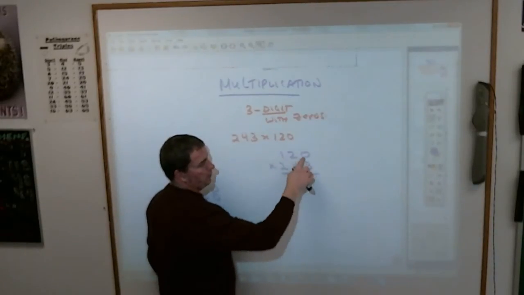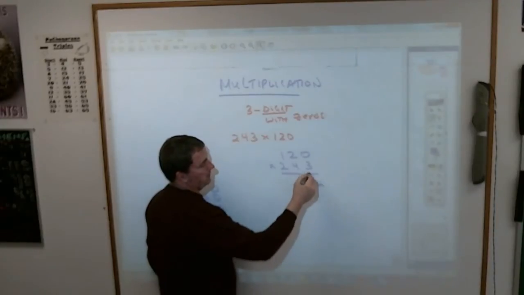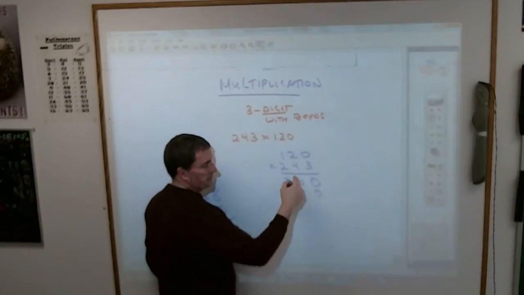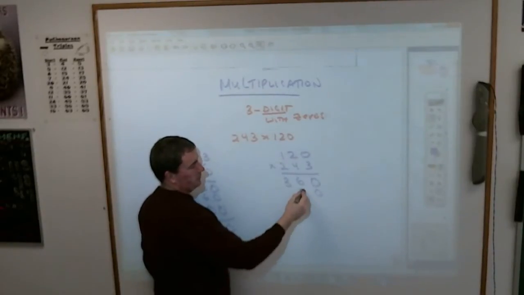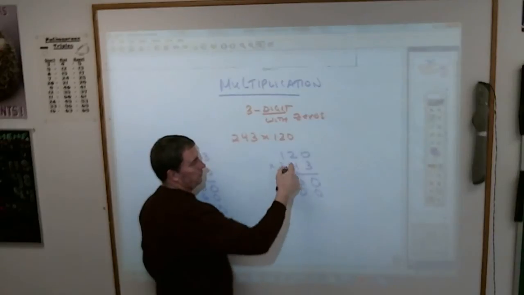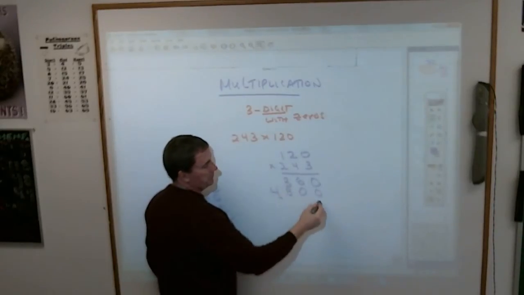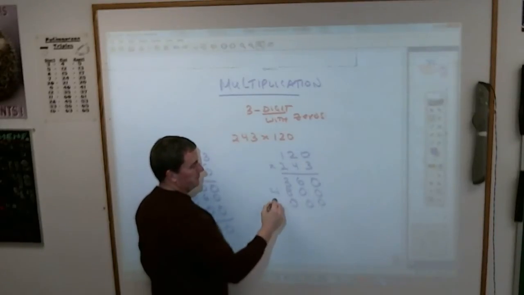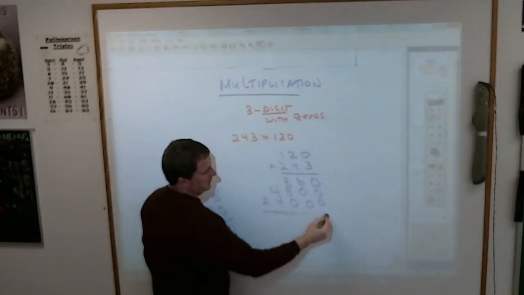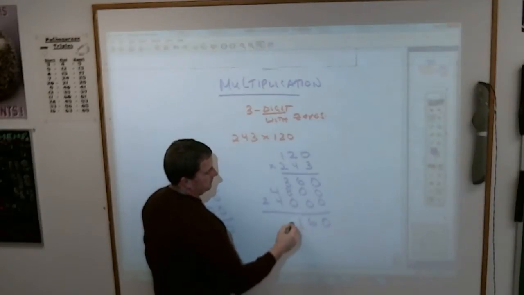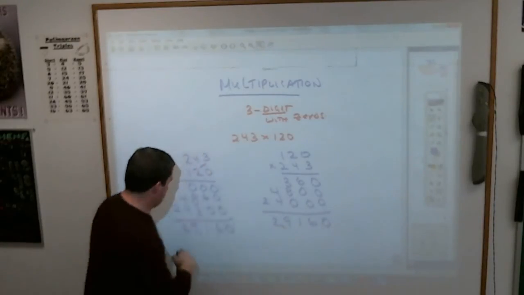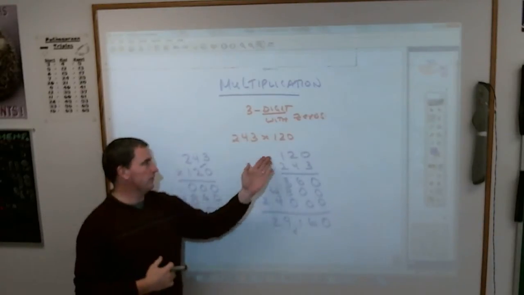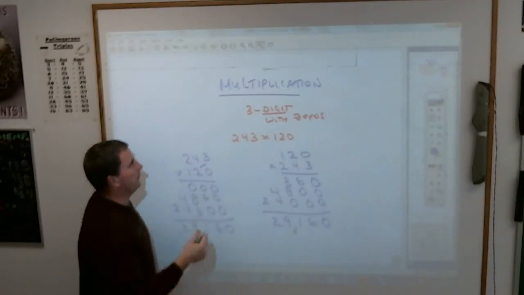Let's do this one here. 120 times 3: 3 times 0, 3 times 2, 3 times 1. Bring down a 0 because this is a 40. 4 times 0, 4 times 2, 4 times 1. Bring down 2 zeros because I'm multiplying by 200. 2 times 0, 2 times 2, 2 times 1. And you'll still get the same exact answer, 29,160, either way you do it. But the thing is just being very careful with these zeros. Let's look at another one.